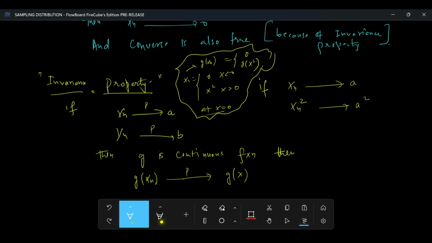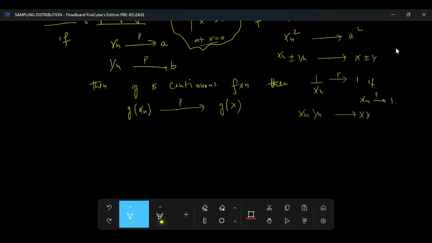So the invariance property simply says that any scalar multiplication, any power, any square root, or any reciprocal will be that function of the point where it converges, right? Xn plus or minus Yn will converge to X plus or minus Y, or 1 by Xn will converge to 1 if Xn is converging to 1 in probability, right? And XnYn will converge to XY. So these are the properties of convergence in probability.